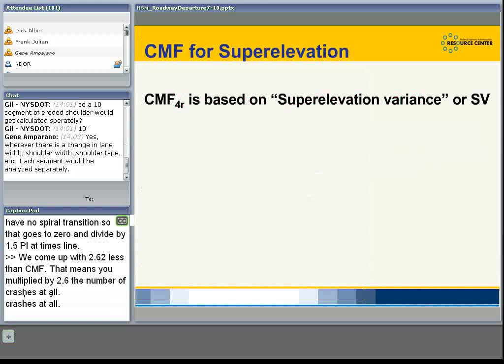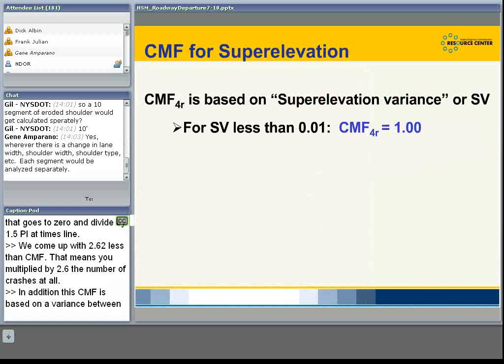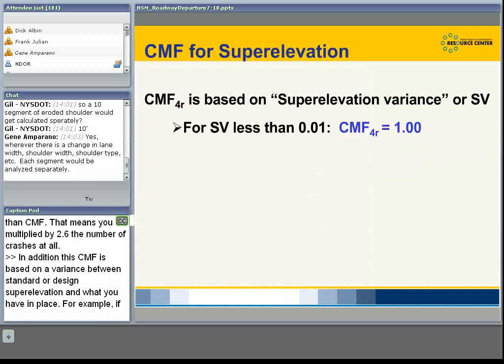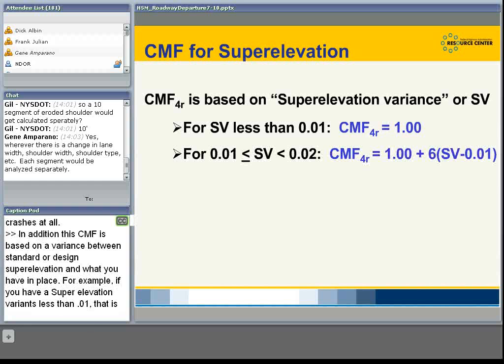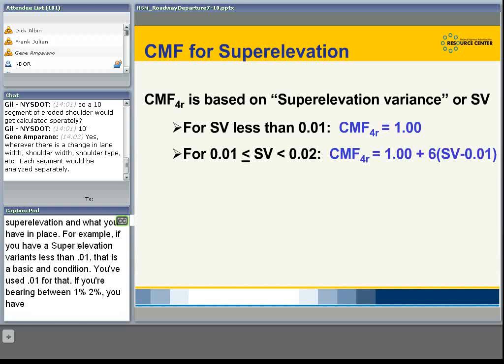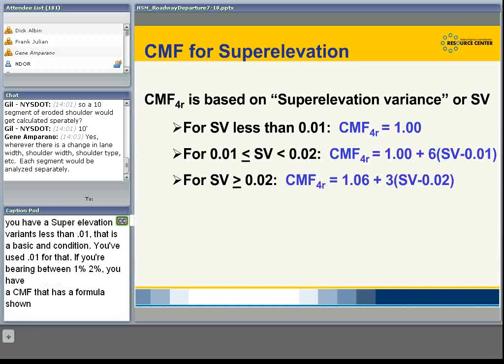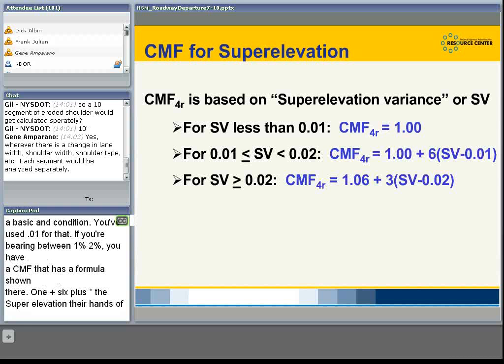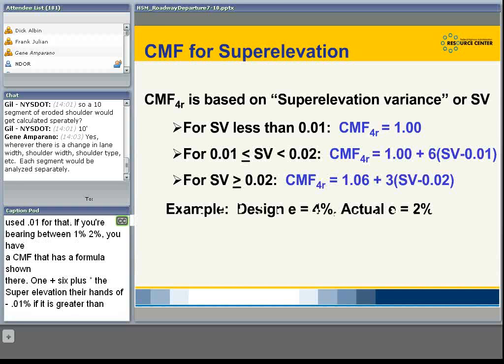In addition, we also have a CMF for superelevation. The CMF for superelevation is based on a variance between your standard or your design superelevation and what you have in place. For example, if you had a superelevation variance that's less than 0.01, that's a base condition, so you use 1.00 for that. If you varied between 1% and 2%, then you have a CMF that has a formula as I've shown there, 1 plus 6 times the superelevation variance minus 0.01.